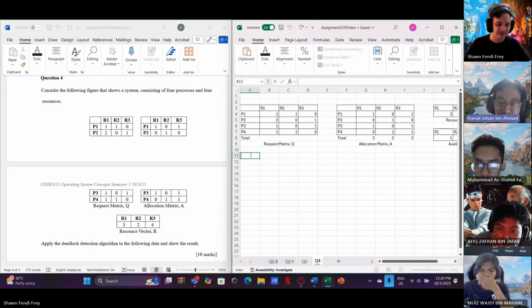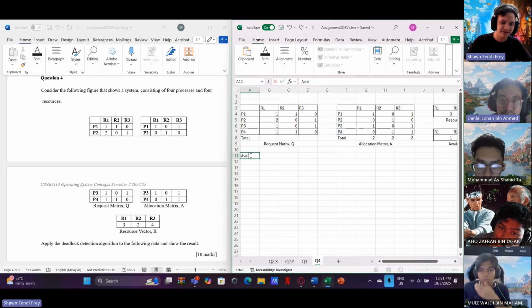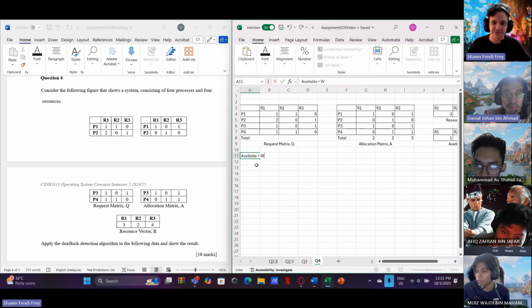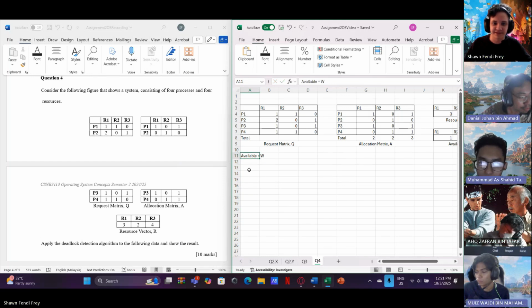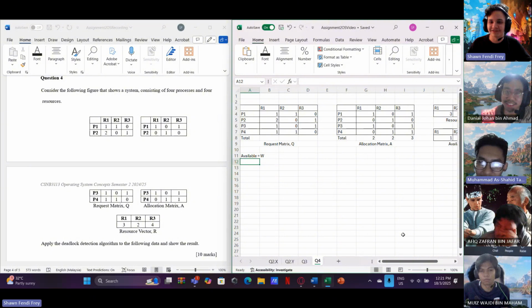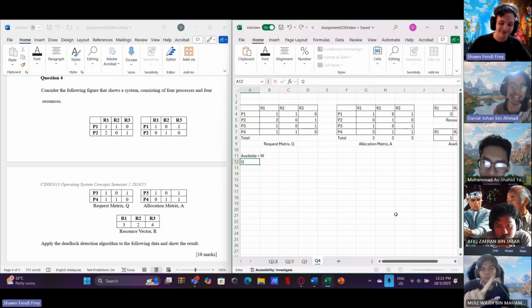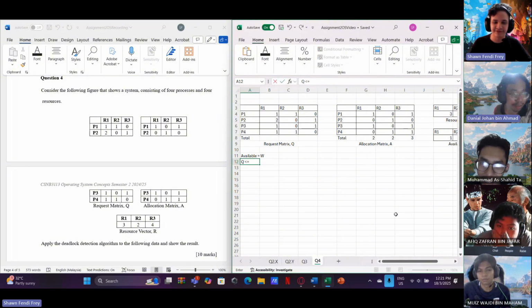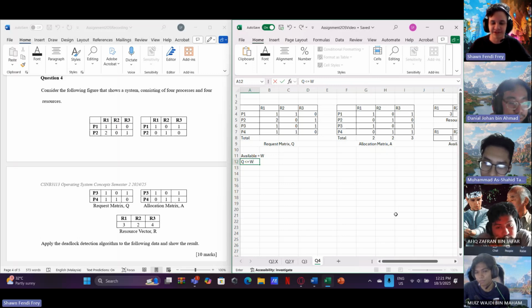So what is it called? Available. It's going to turn into W, which is work available. It's the temporary spot. W. You know what? Whatever. Alright, Q in my book is going to be less than or equal to W. Don't forget L.